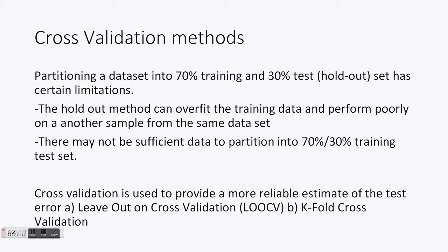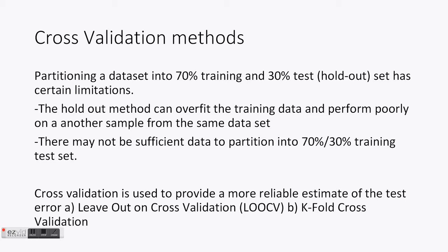Now we saw in an earlier session that the way you build a model is you have a 70% training set and a 30% test set, or a 60 plus 20 plus 20. But these methods typically have certain problems. One is this holdout method can tend to overfit the data, and it may not perform very well on another sample taken from the same data set. If we randomly choose a new data set, it may not perform too well.